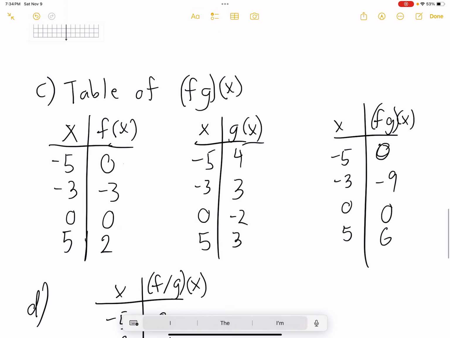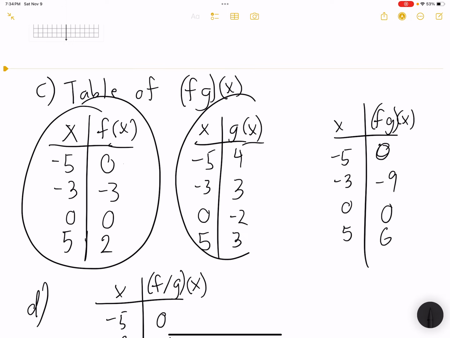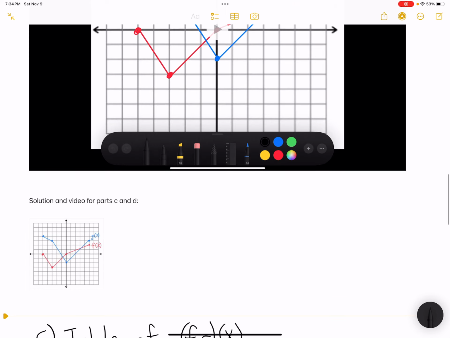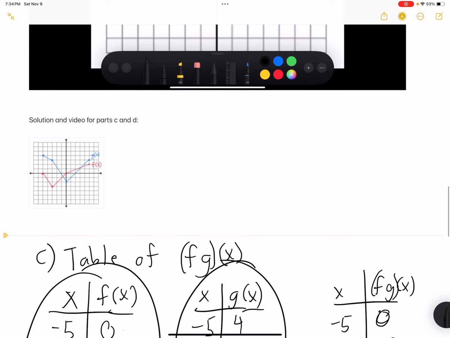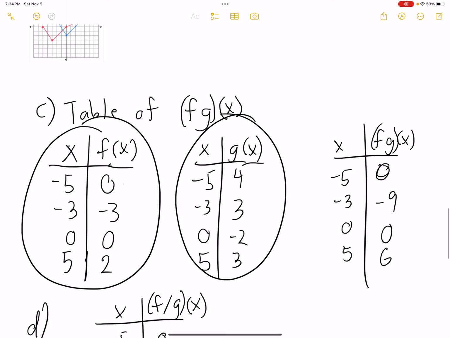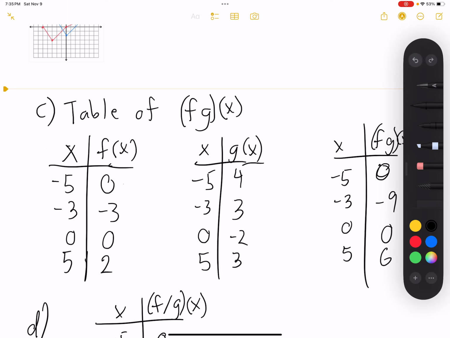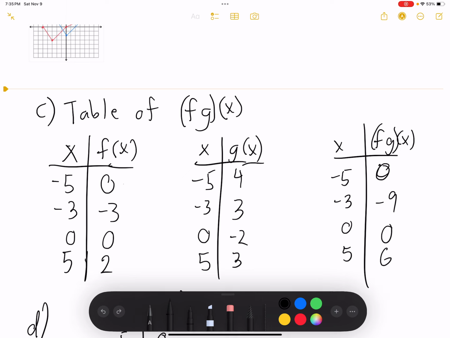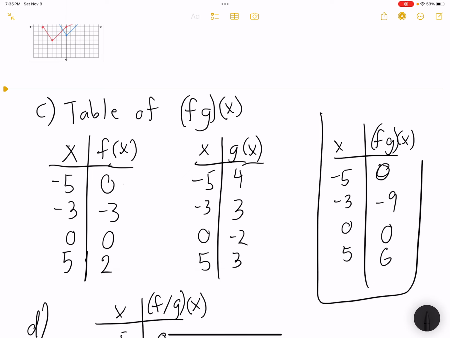So for C, my table for fg of x, notice I just make a table for f of x and a table for g of x. These are just using the values that they have plotted on the graph. I just look at each x value and then plot the y value associated with it on my table. And then I do f times g of x. All the multiplication there leads you to this.